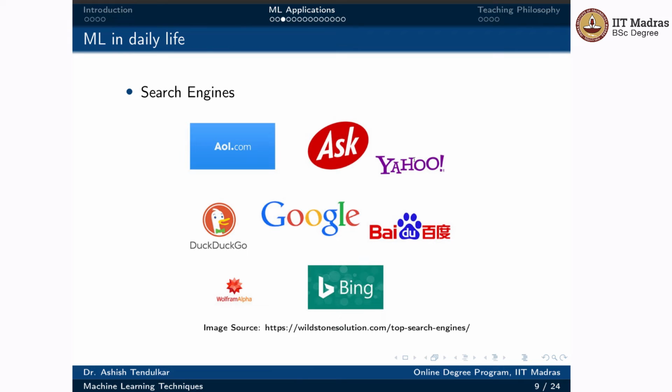We use a search engine of our own choice to obtain information of interest from the internet, and there are many search engines that are listed on the slide. These search engines use machine learning algorithms to rank results for your queries by mining massive search engine logs. It is interesting to note that the search results are personalized based on your own past interactions with the search engine.